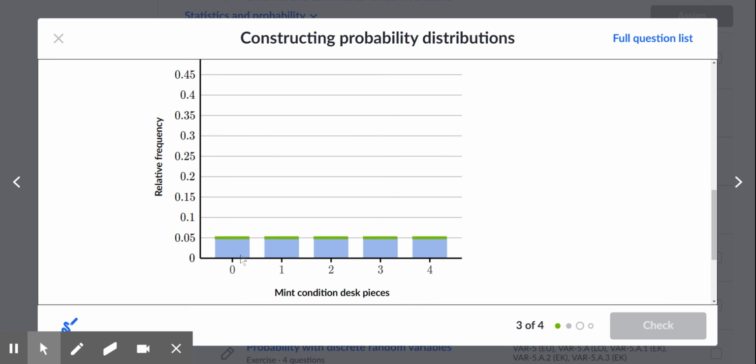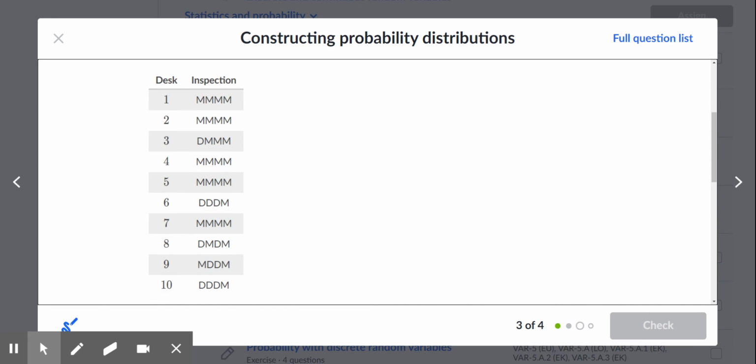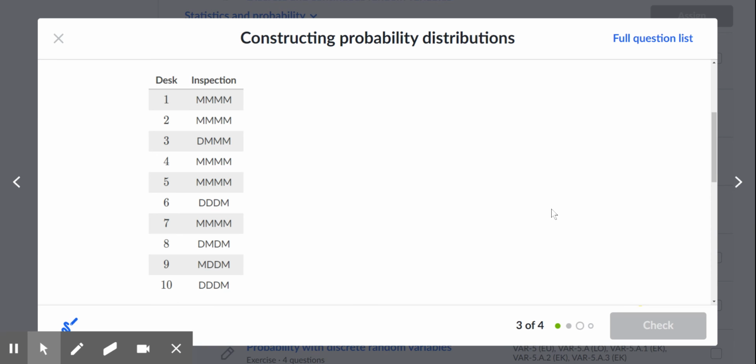So 4-piece desk could be 0-piece, right? Mint condition could be only 1 out of the 4, could be 2 out of 4, 3 out of 4, 4 out of 4. All right. So we need to do 0 mint condition. This is 1 mint condition out of the 4. Okay, this is 2 mint condition out of the 4. This is 3 mint condition out of the 4. And this is 4 mint condition out of the 4.